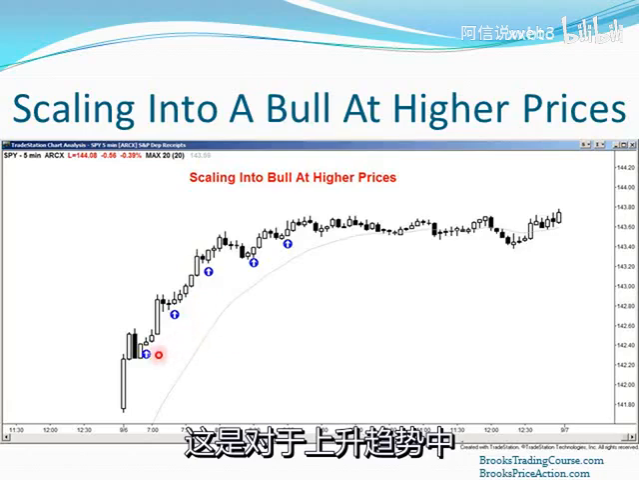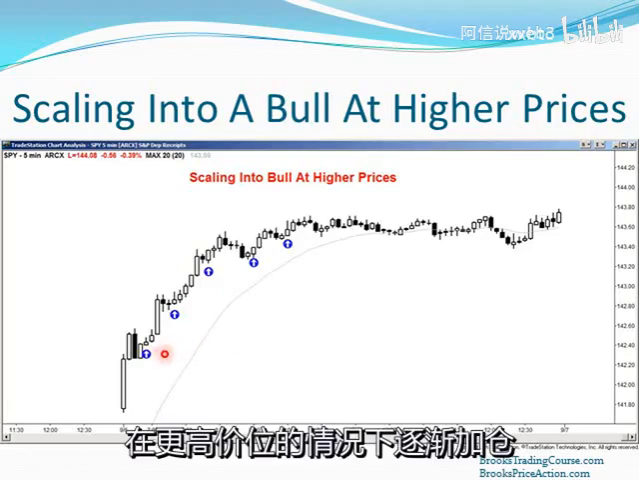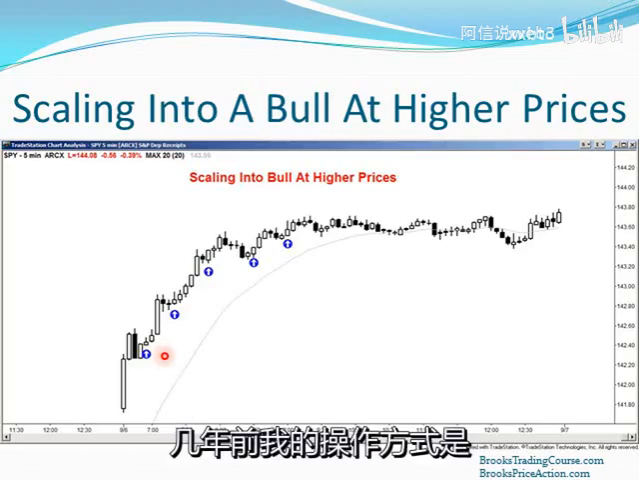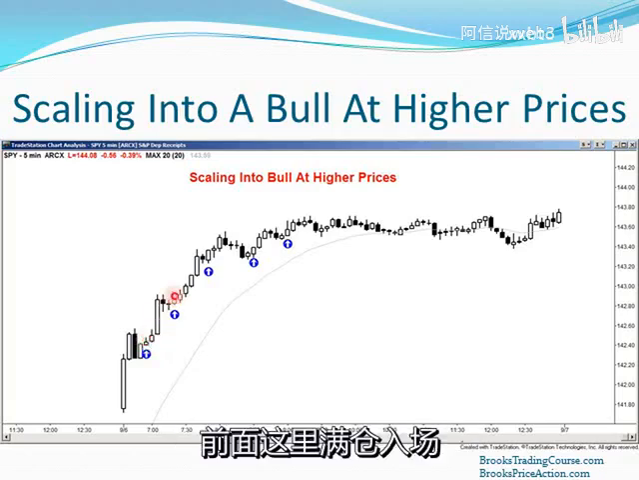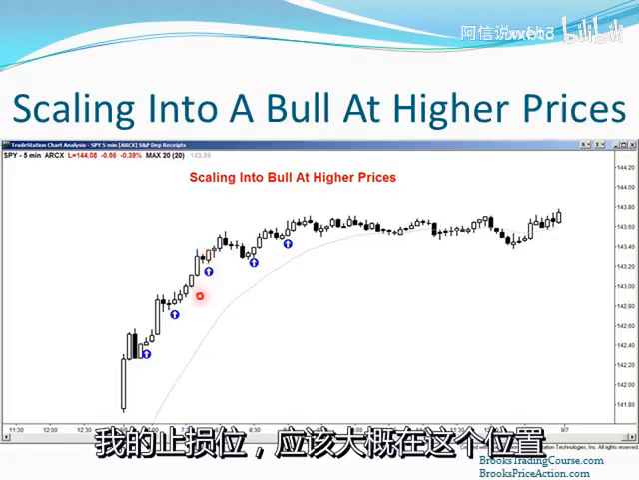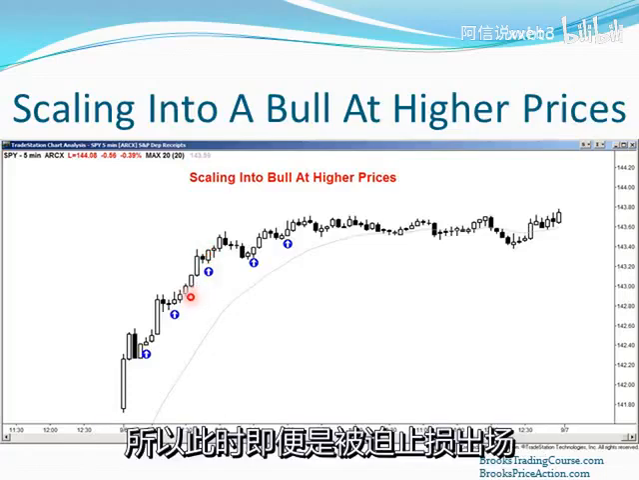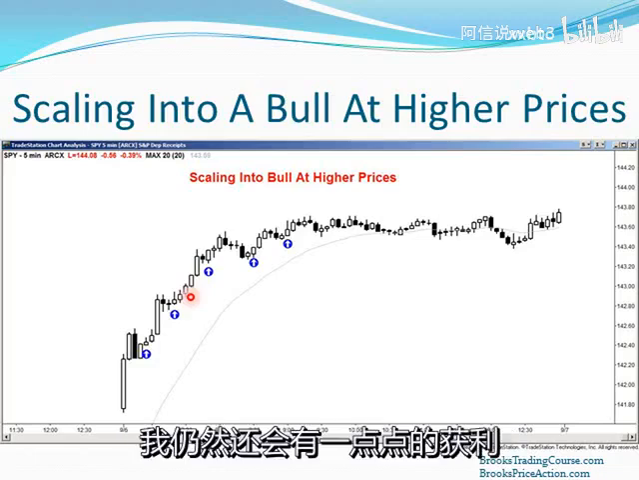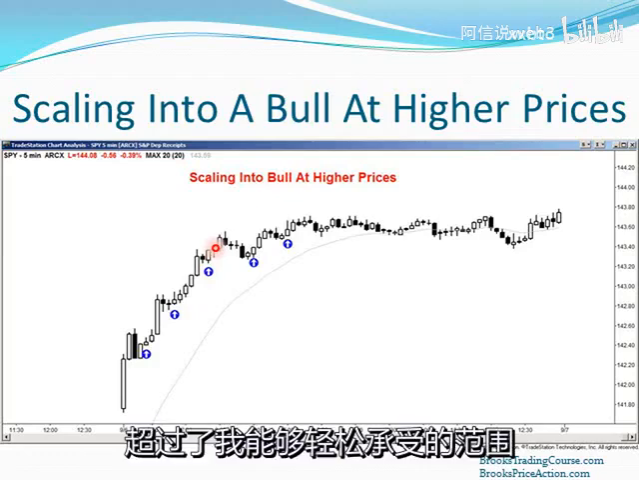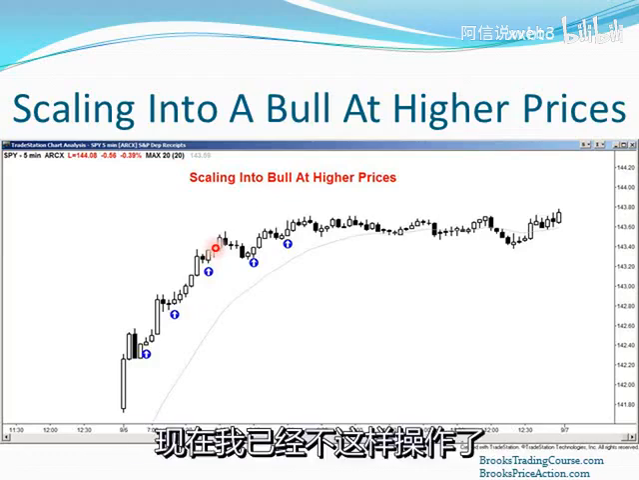So this is adding on to a bull trend at higher prices, and you can build a very large position. Some years ago I tried just a full position, another full position, another full position, and I would have 3 times my normal size position. My stop would be at this point somewhere down here, so even if I get stopped out I still have a profit. But to me, I start worrying about money, so it's beyond my comfort zone, so I no longer do that.